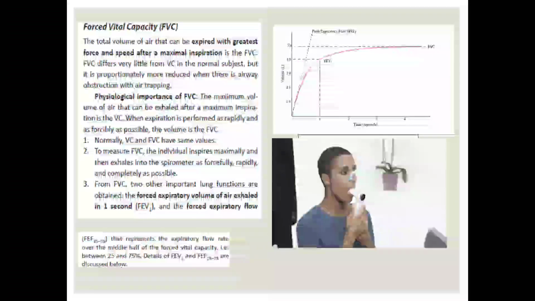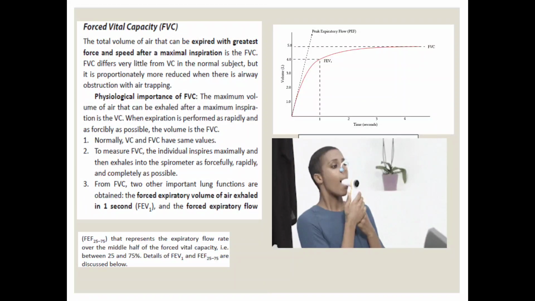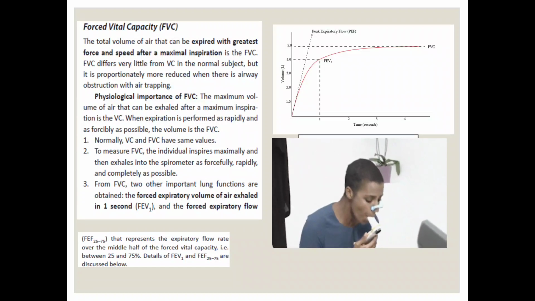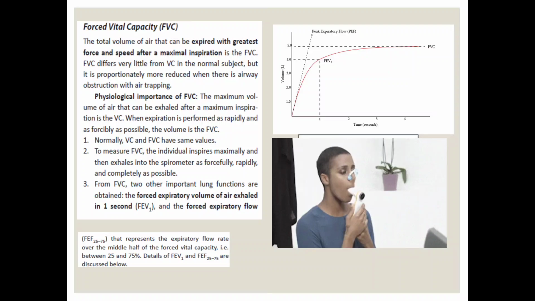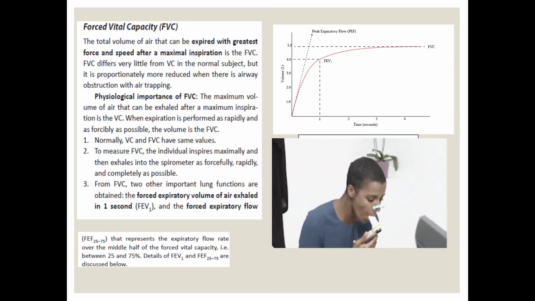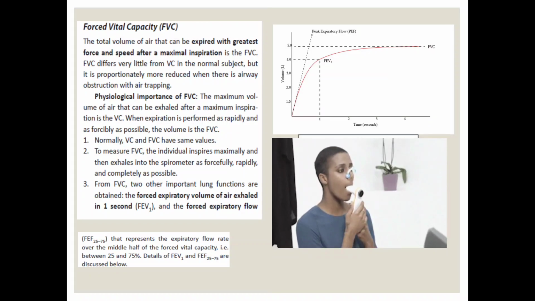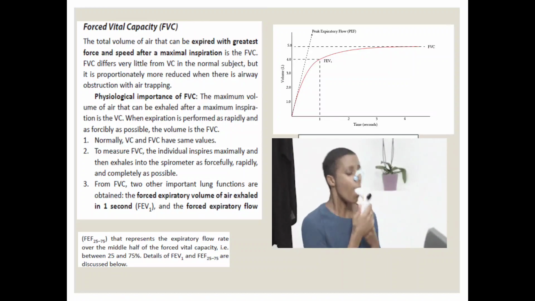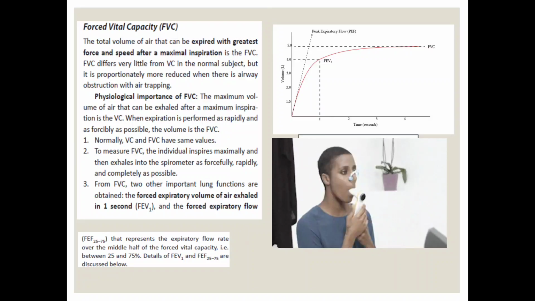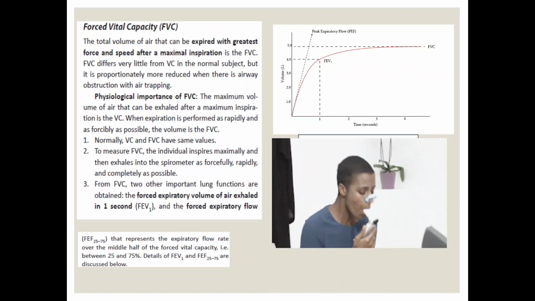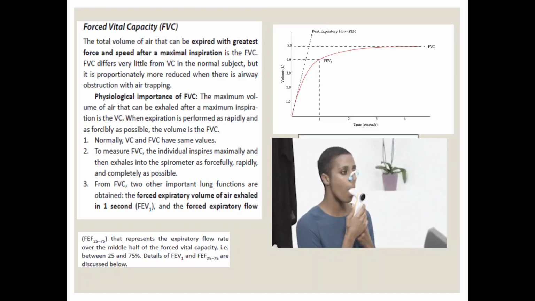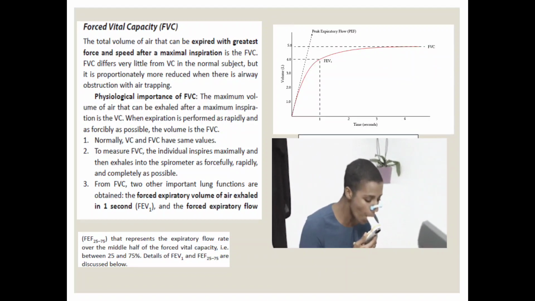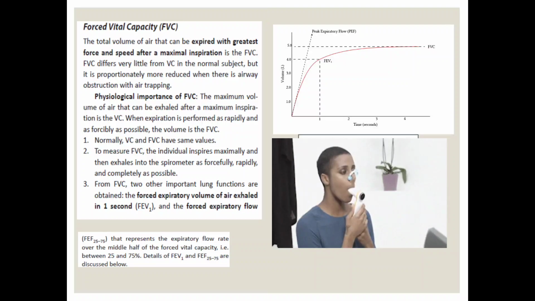Now we know about the vital capacity and its definition. We want to add one adjective before vital capacity, that is forced vital capacity. For vital capacity, when we measure in spirometry, we ask the subject to inhale maximally, then exhale maximally. Now if we also ask the subject to exhale as fast as you can, that means I am incorporating a time factor into it, and I will get the forced vital capacity. So the volume of air that can be expired with greatest force and speed after a maximal inspiration is the FVC. FVC differs very little from vital capacity in normal subjects, but it is proportionately more reduced when there is airway obstruction or air trapping.